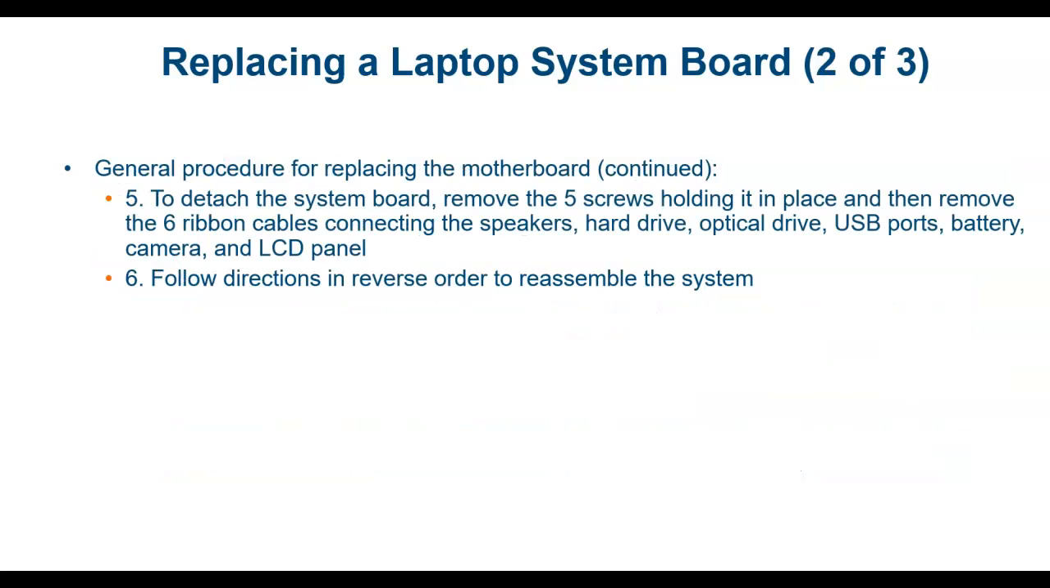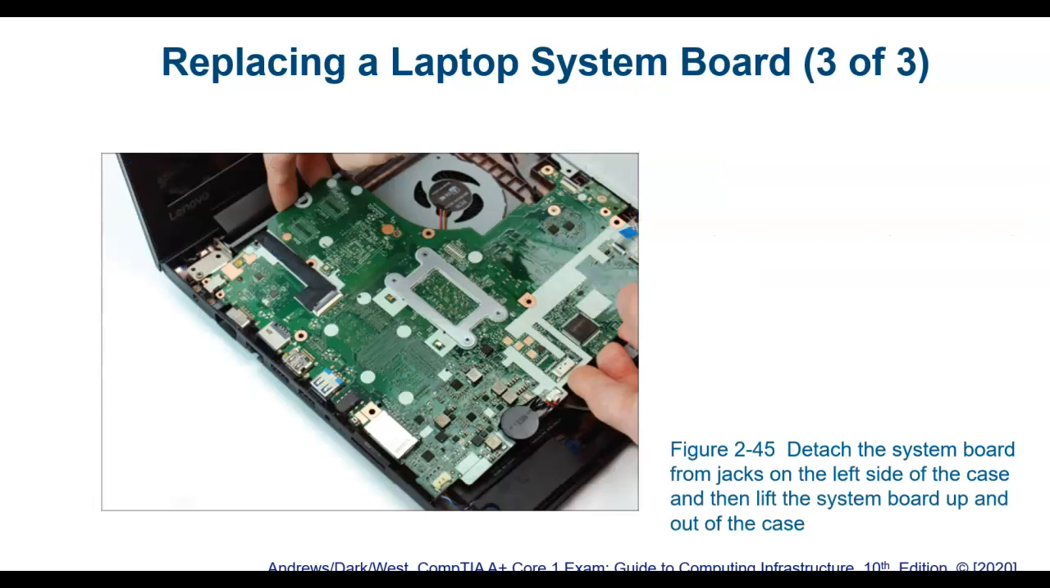To detach the system board, remove the 5 screws holding it in place, and then remove the 6 ribbon cables connecting the speakers, hard drive, optical drive, USB ports, battery, camera, and LCD panel. Then follow the directions in reverse order to reassemble. Then you take it out. This is a lot of work for a laptop. If you don't know what you're doing, don't do it.